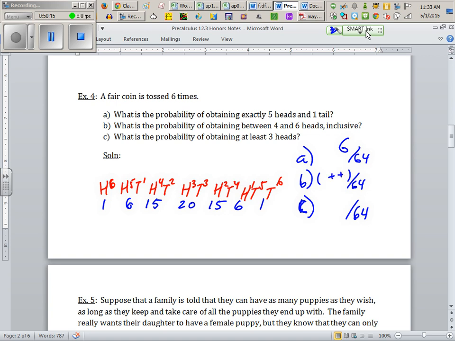4 heads, what's my number? 15. Or 5 heads, what's my number? 6. Or 6 heads, what's my number? 1. So that comes out to 22 over 64. The more ors you find in a sentence, the more likely it is to happen.